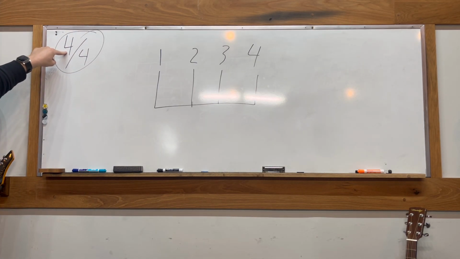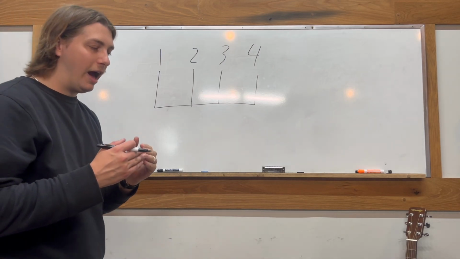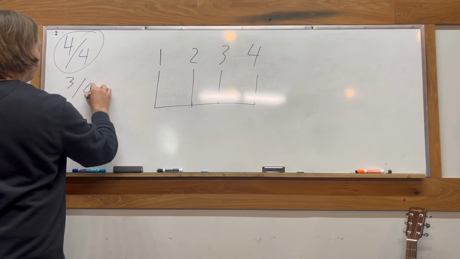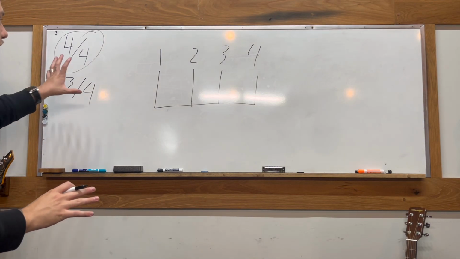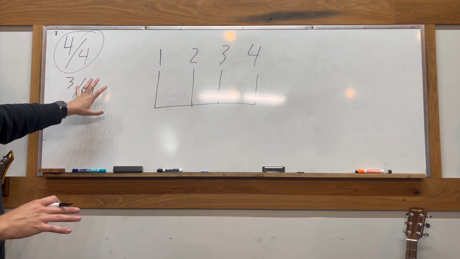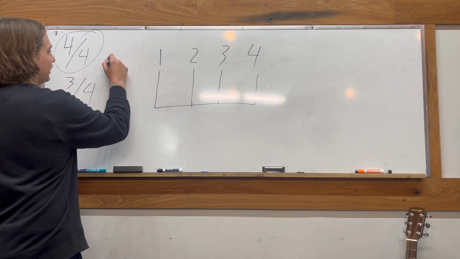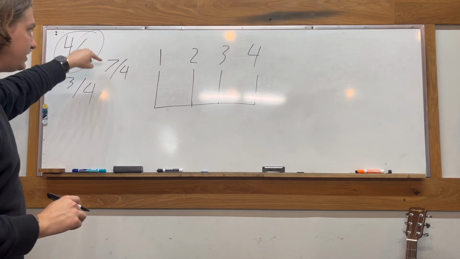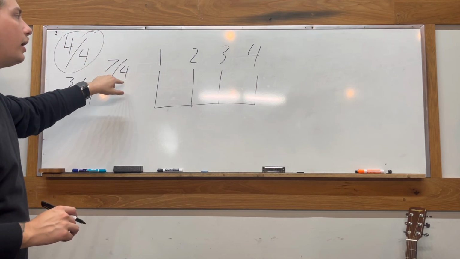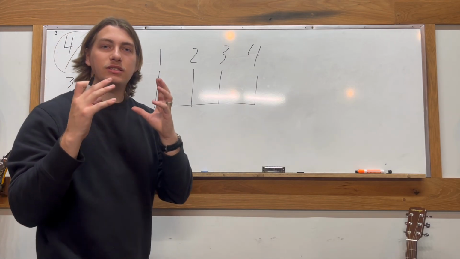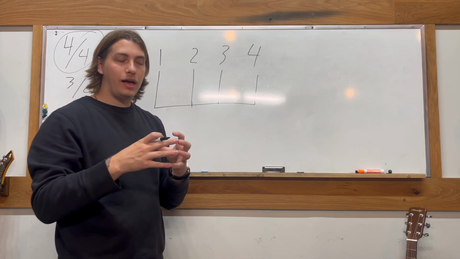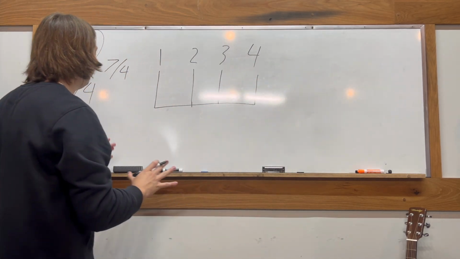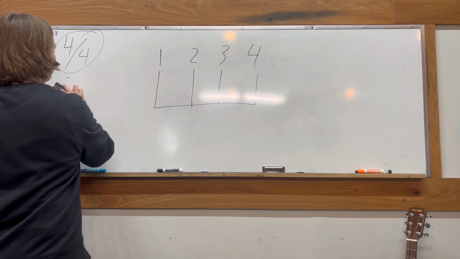This number right here is what tells us how many we're counting to. So if it goes like this, 3, 4, what are we counting to now? If it was written like this, we're counting to 3. Okay? If it was like this, 7, 4, what are we counting to now? 7. Okay? So this 4 number, the 4 number is harder to understand, and we will talk about it later on. But right now, all we need to know is 4/4 time signature.